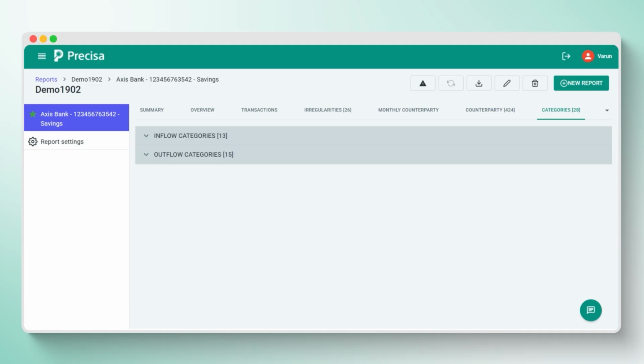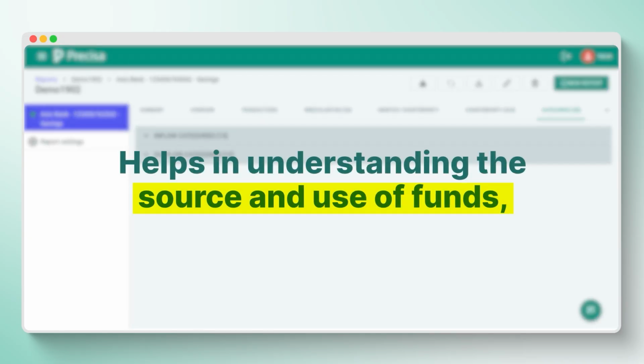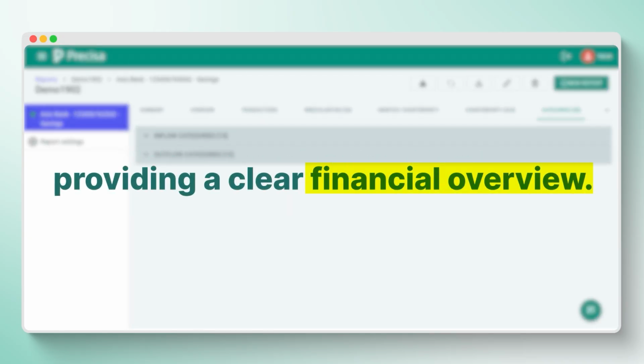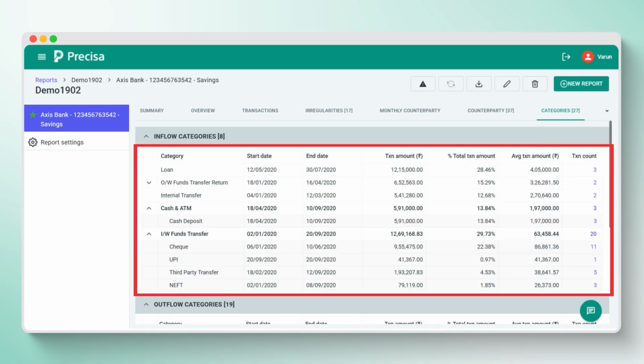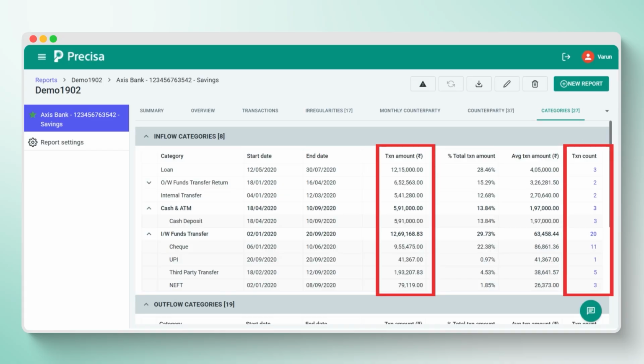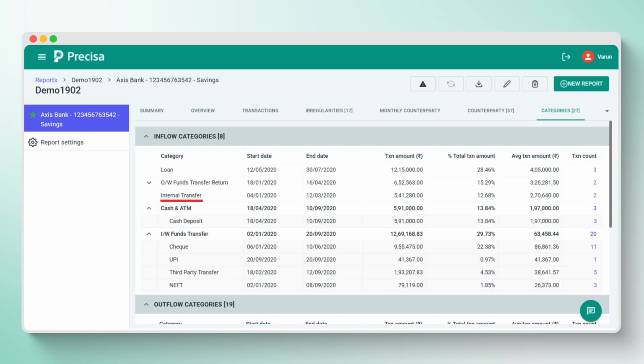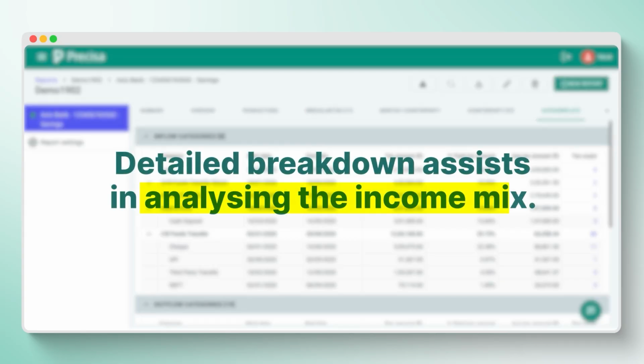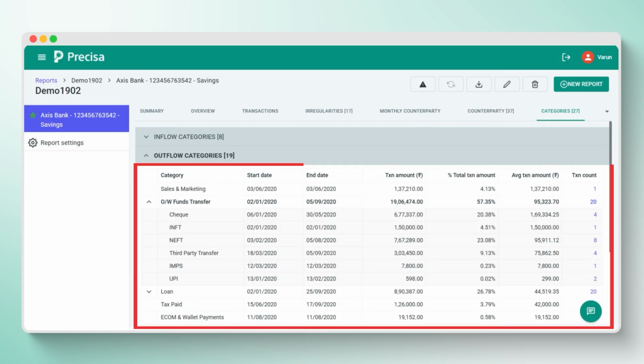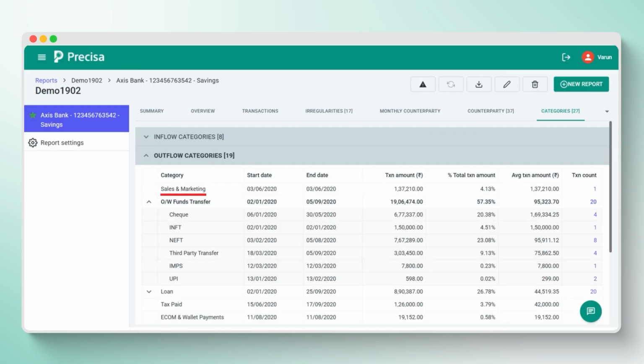Procedure further categorizes transactions into inflow and outflow categories. This comprehensive categorization helps in understanding the source and use of funds, providing a clear financial overview. Under inflow categories, we see the total transaction amounts and counts for categories like loans, internal transfers, and cash and ATM. This detailed breakdown assists in analyzing the income mix. The outflow categories show spending patterns, including sales and marketing, funds transfer, and loan repayments. Additionally, we can see tax paid amounts, simplifying tax calculation.